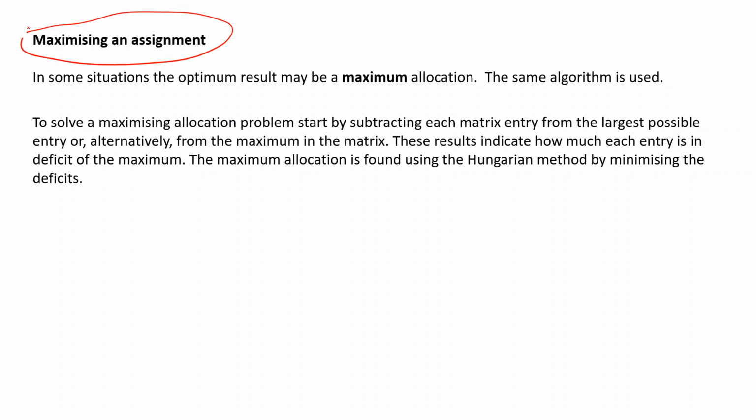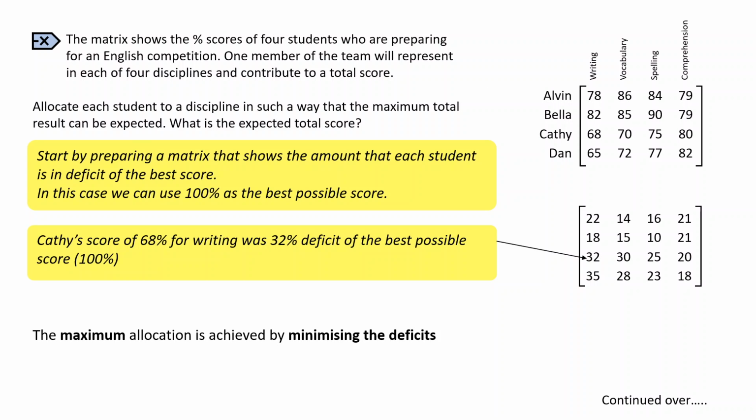What you have to do though is create what is called a deficit matrix, because then the maximum allocation is done by using the Hungarian method to minimize the deficits. So what's the smallest deficit? I'll explain that in these examples.